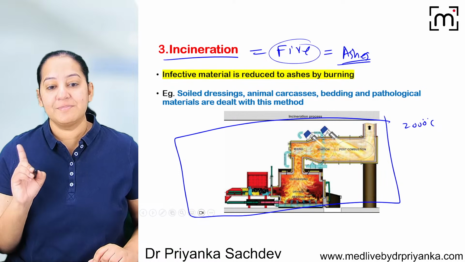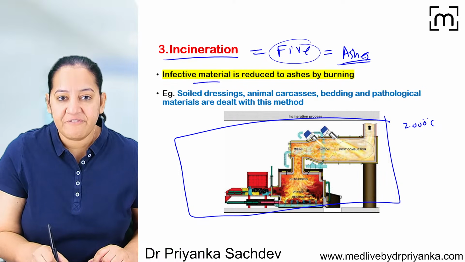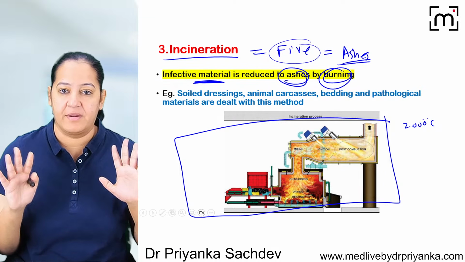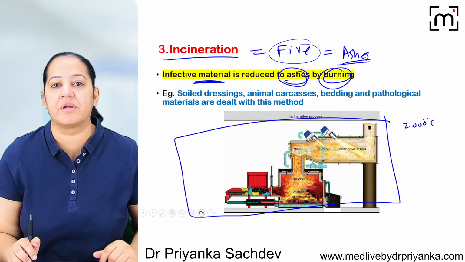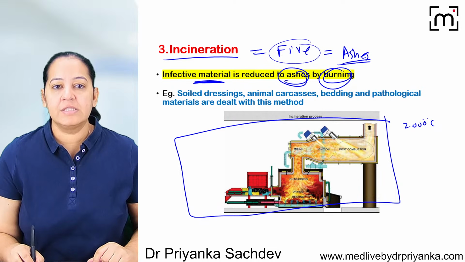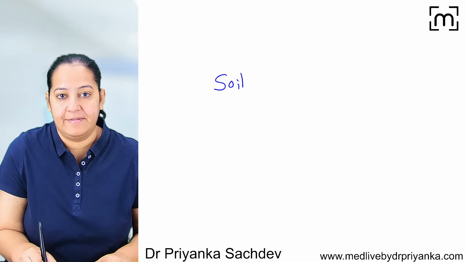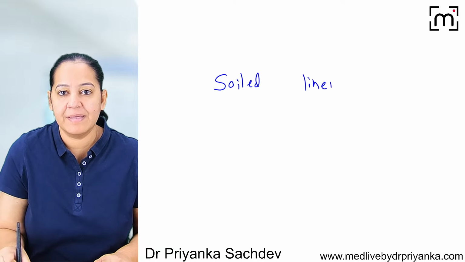Okay. So this method is known as incineration. Here the infective material is reduced to ashes by burning. We are burning the material inside an instrument known as an incinerator. So for what is it used? It is used for two things. Number one, the soiled linen. What do you mean by soiled linen?